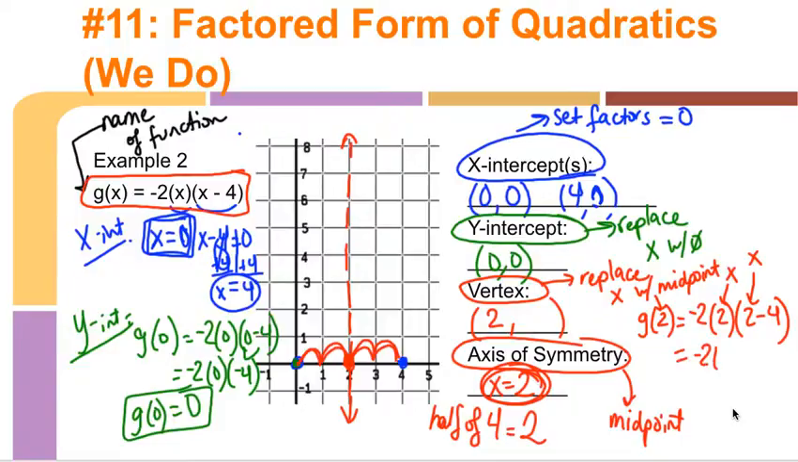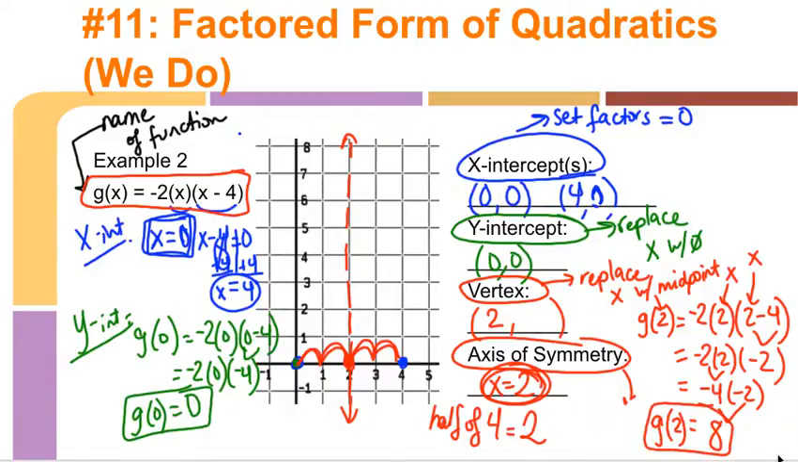So negative 2 multiplied by 2, follow my order of operations, so I do my parentheses first. 2 minus 4 gives me negative 2. Negative 2 times positive 2 gives me negative 4 multiplied by negative 2. It's going to be super important that you keep track of your negatives and positives here. Negative 4 times negative 2 gives me a positive 8. So I know that g of 2 is equal to 8, meaning that my vertex is 2, 8.